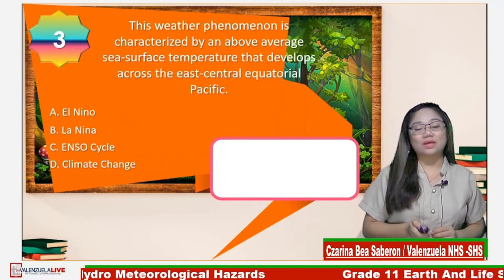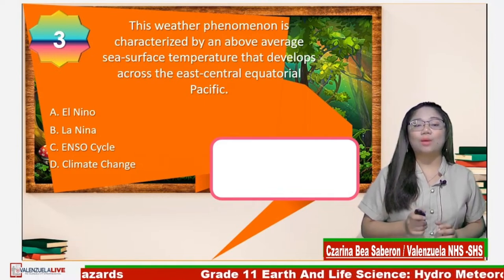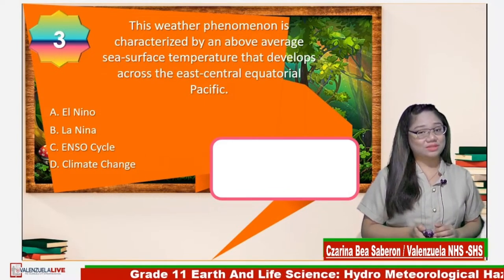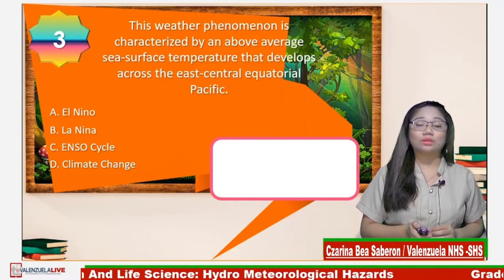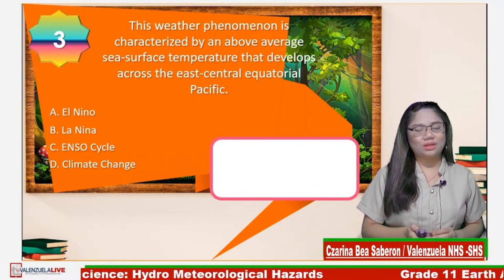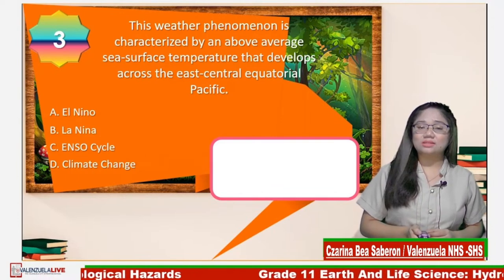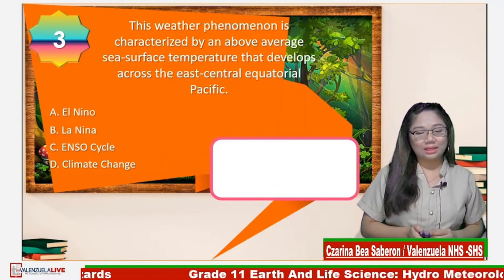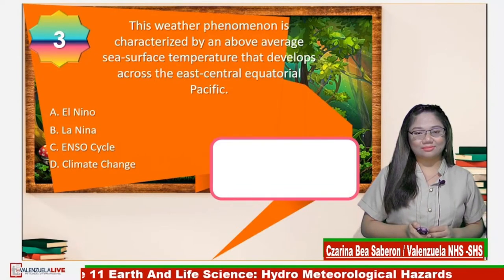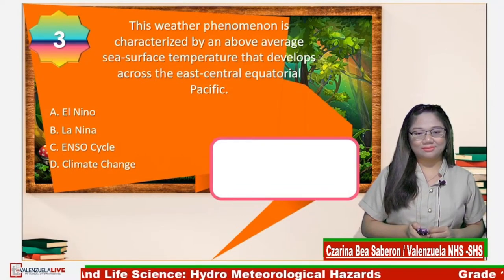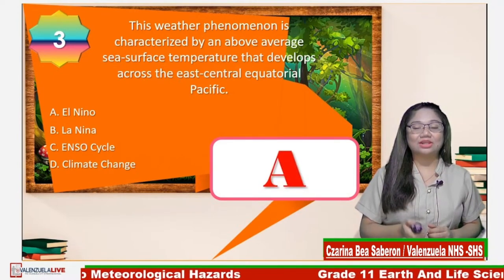For our next question, this weather phenomenon is characterized by an above-average sea surface temperature that develops across the East Central Equatorial Pacific. What is it? Is it A, El Niño, B, La Niña, C, ENSO cycle, or D, climate change? Very well, the answer is letter A.